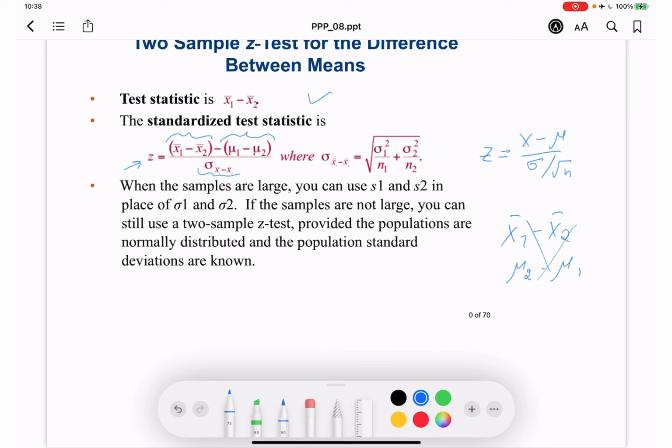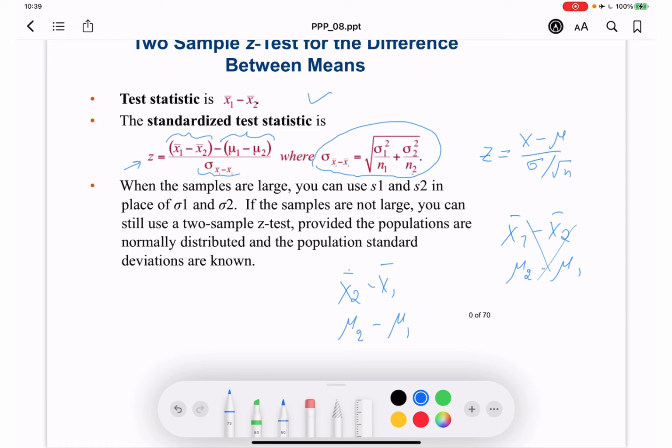If you start with index 1 minus index 2, it doesn't matter which one you start with. You can put x2 minus x1, but that means mu2 has to be minus mu1 also. You need to keep the index. If you take first sample minus second, then you have to do first population minus second population. And the formula for sigma, the standard deviation for the difference between populations, is here: the standard deviation for the first population, the standard deviation for the second population, and the sample size for both of them.